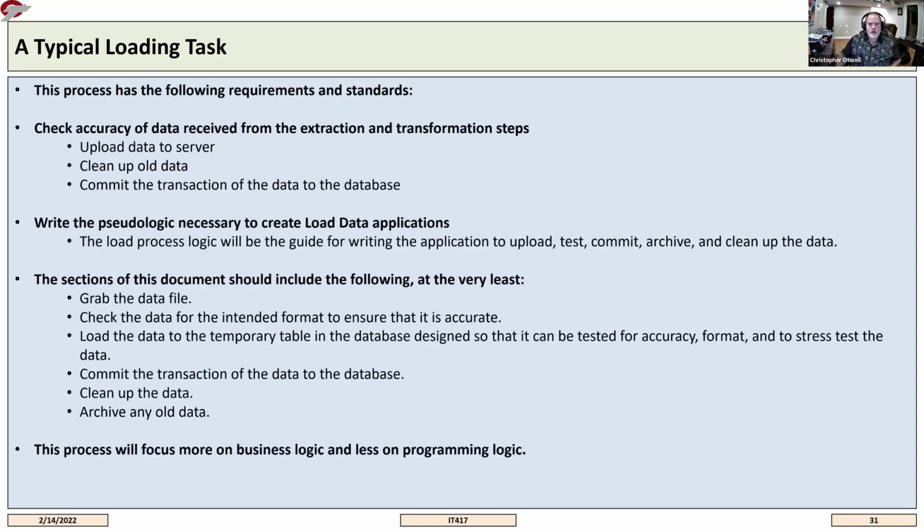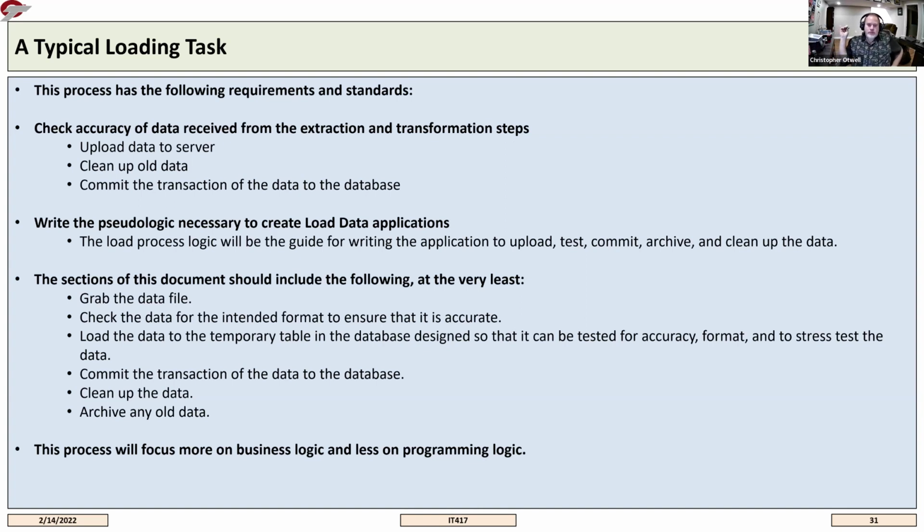Typically, the process required for loading is to upload data to the server, clean up old data, and commit transactions to the database. So that's your typical extraction transformation process as part of this. Now, in this context, you need to make sure you write your pseudocode or your SQL statements that will guide you through the process of upload, test, commit, and archive. Each of those are defined functions that a database manager or database administrator needs to ensure their capability and their toolkit is able to handle.